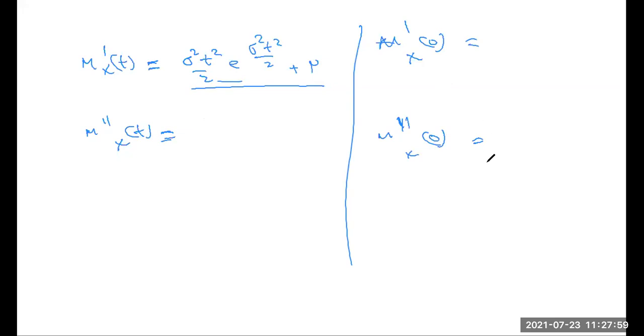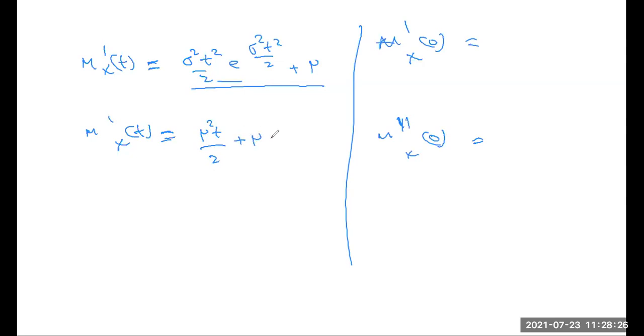Okay, yes, Alan. First derivative. For us, we were getting mu squared t over 2, plus mu.